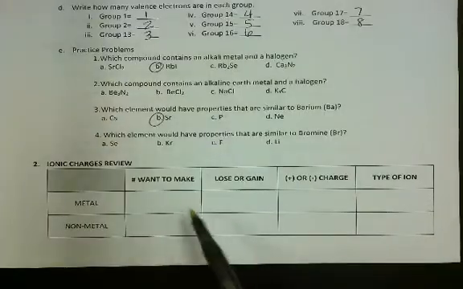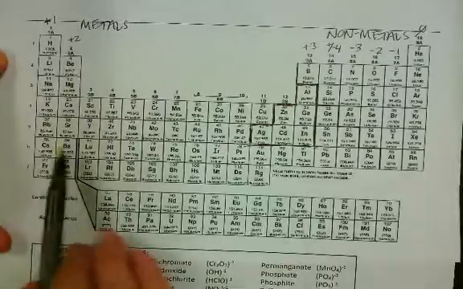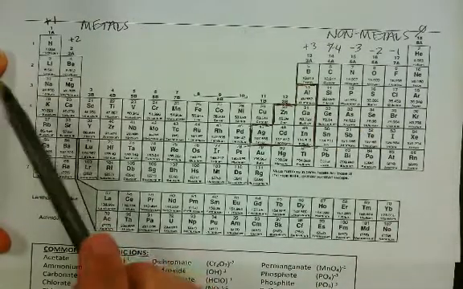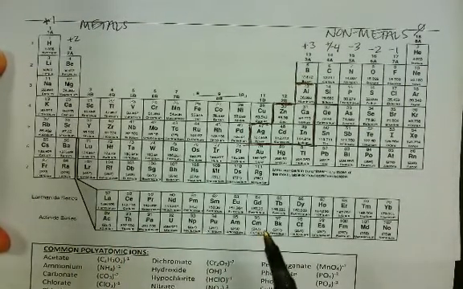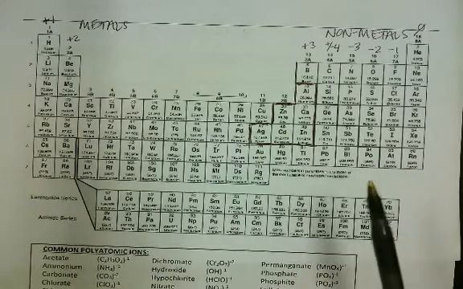So when you're looking at your metals, you see that we're on the left side of our zigzag. So we have 1, 2, and 3 designated. So what's happening is that we want to make it stable.